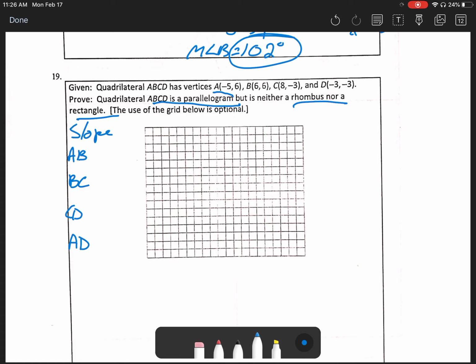First of all, I want to show that the opposite sides were parallel. So that would be the first thing. And then the slope will also tell us it's not a rectangle, because if the slopes aren't opposite reciprocals. So from A to B, it's your change in y. So it's y2 minus y1 over x2 minus x1.